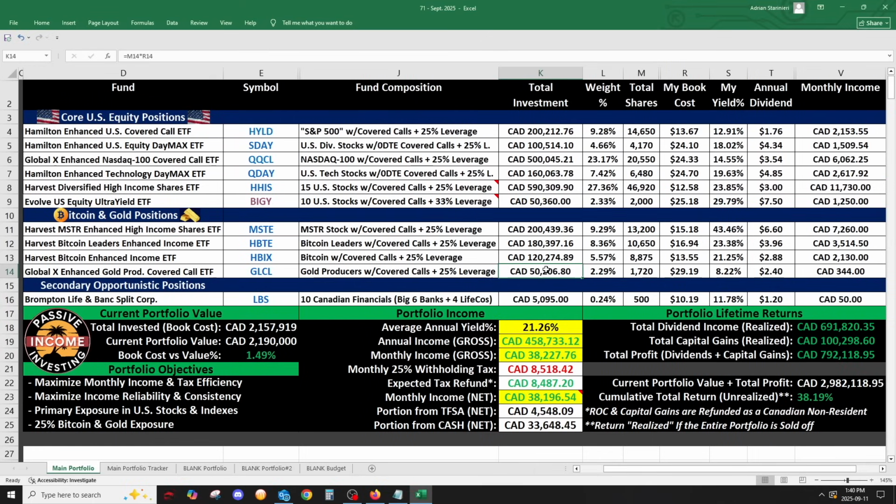I'm okay just having the gold producers. And GLCL is simply the only one that has the leverage, and a little bit of LBS now. So here you could see my book cost versus my portfolio value.